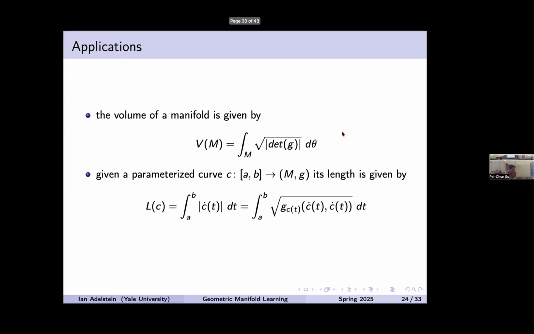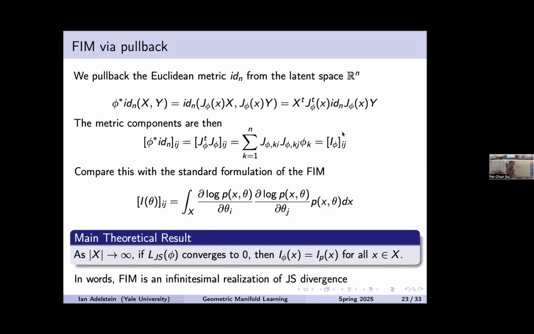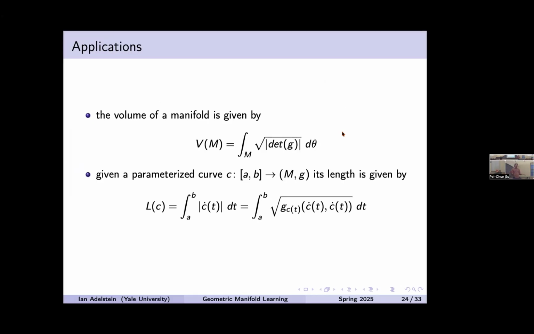Okay, so we have our FIM. Now we can do geometry. Once you have a metric, you might be interested in volumes. So I can compute the volume of my manifold or regions of my manifold. And I can also compute lengths with respect to the metric, where the speed, the magnitude of this velocity vector, is computed with respect to this Fisher information metric.